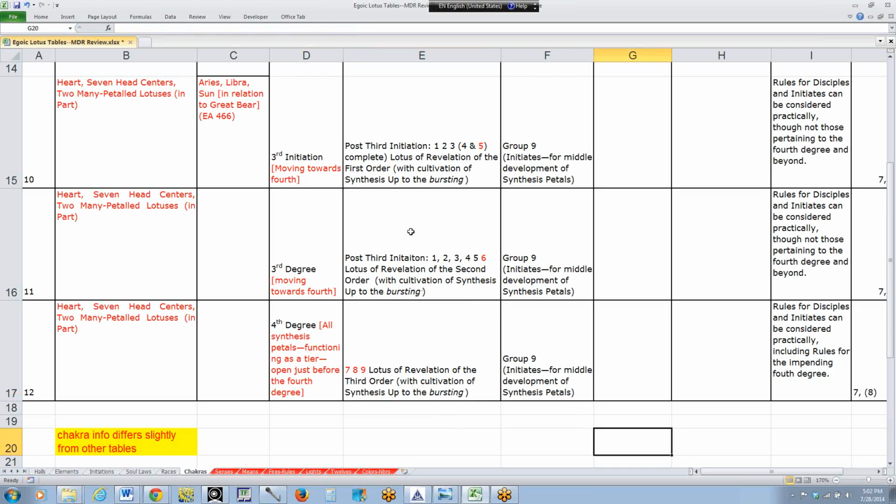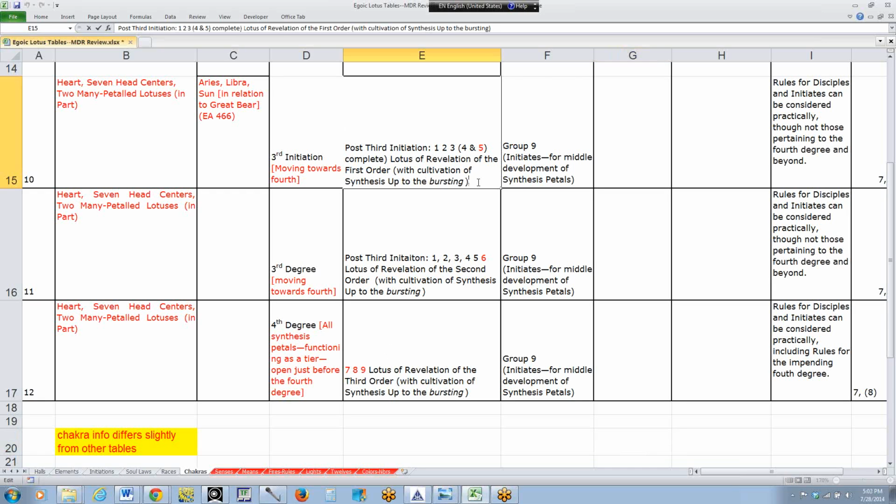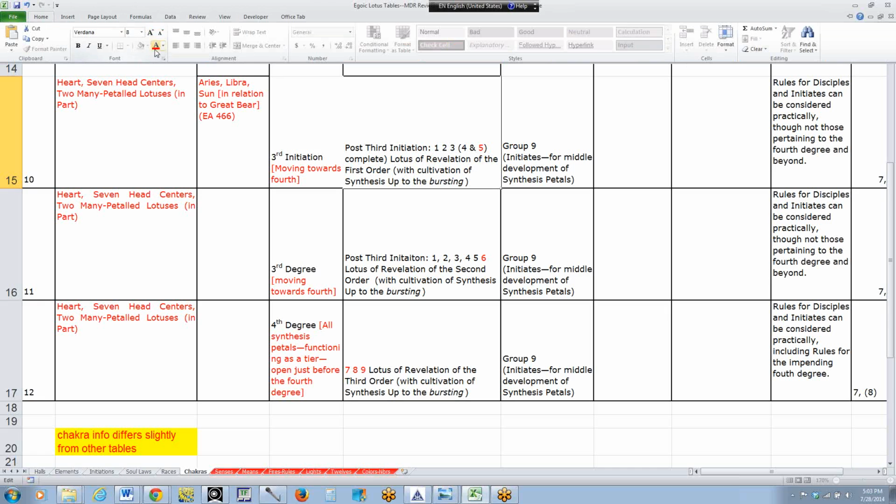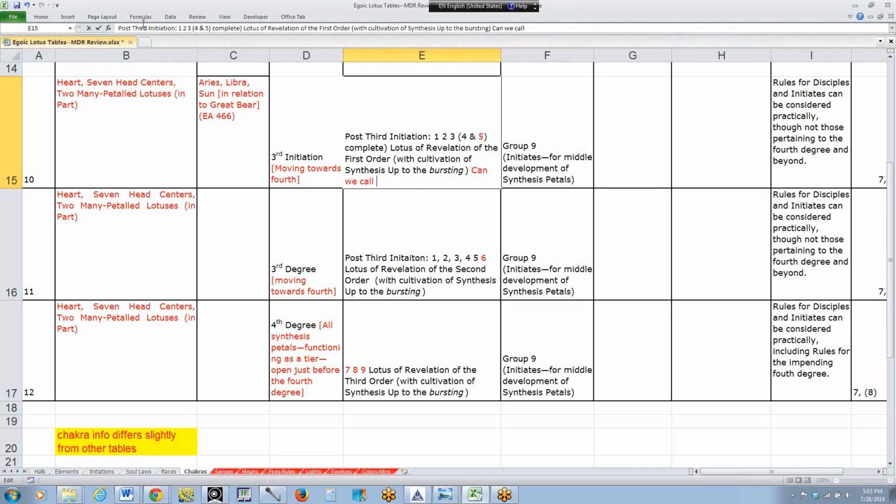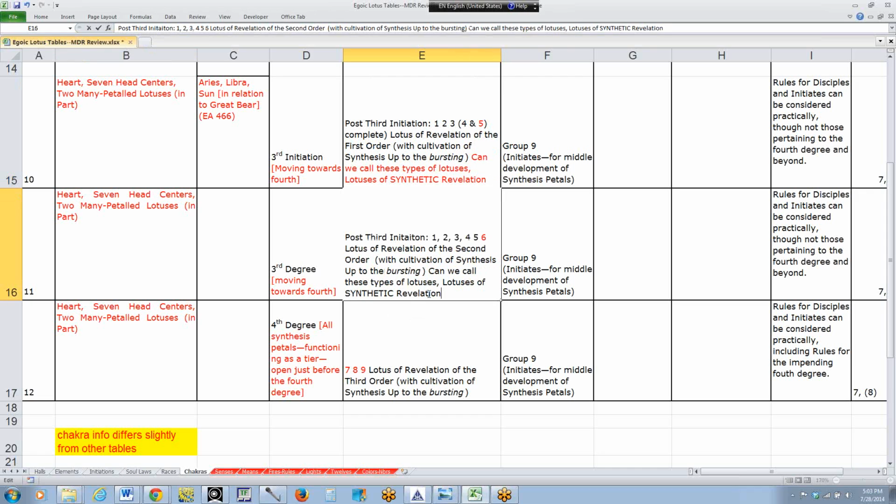All of these are lotuses of revelation. We have lotuses of revelation, but here's an idea, can we call these types of lotuses of synthetic revelation? Because it's the synthesis or the unity which is revealed. And when we are in a position to make revelation of the monad, of the unity, then a high stage of evolution has been reached.